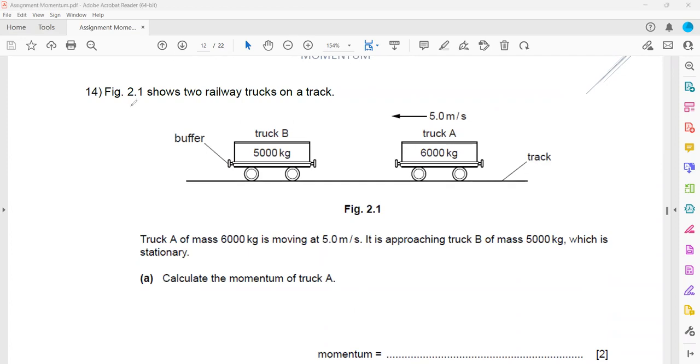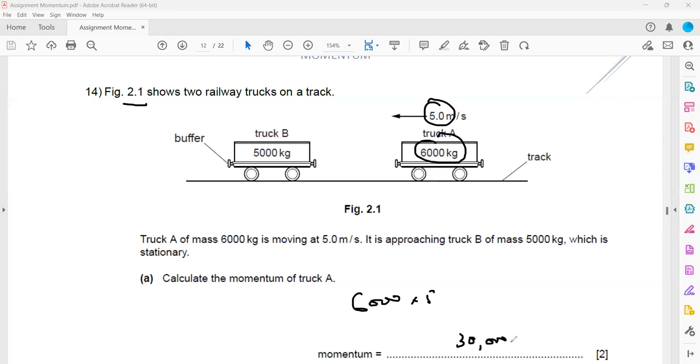In question 14, figure 2.1 shows two railway trucks on a track. Before they hit each other, truck A has a mass of 6,000 kilograms and is moving at a speed of 5 meters per second, and it approaches truck B, which is stationary. Calculate the momentum of truck A. Momentum is the product of mass and velocity. So 6,000 times 5 is equal to 30,000.